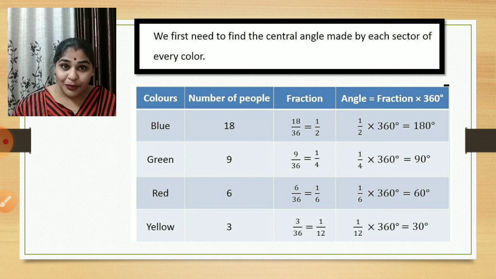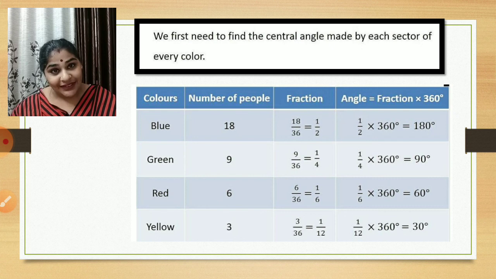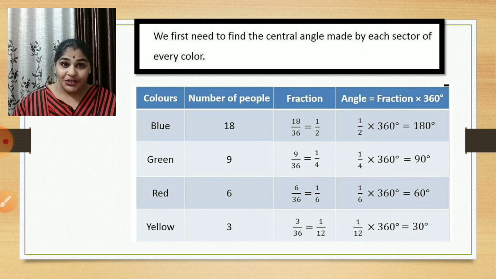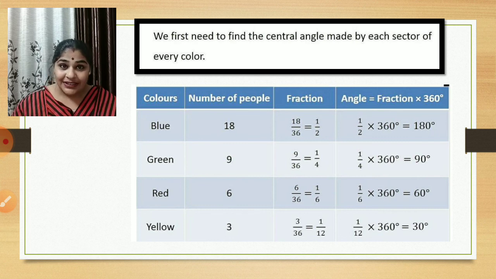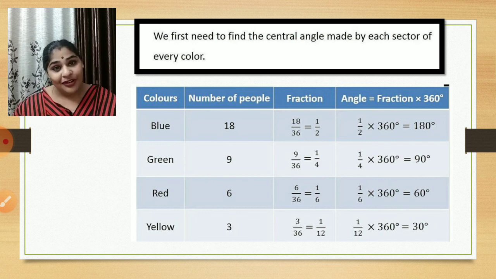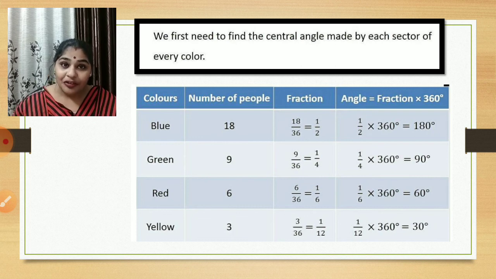Now for blue color, the fraction will be 18 divided by 36. When we bring it to its simplest form, it will be 1 upon 2, that is half. The next fraction is for green color, that is 9 upon 36, which will be equal to 1 upon 4 when you bring it into the simplest form.